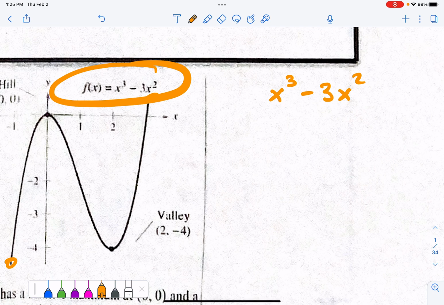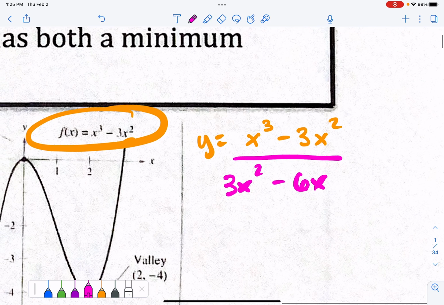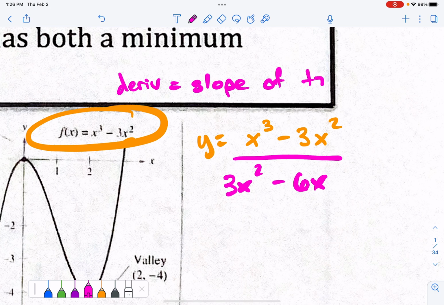Derivative. Now, if I look at this original function and I find the derivative of it, what's the derivative of that? 3x squared minus 6x. Write that down off to the side. That's the derivative of this function. A derivative equals the slope of a tangent line, right?